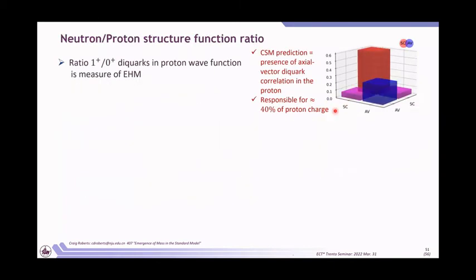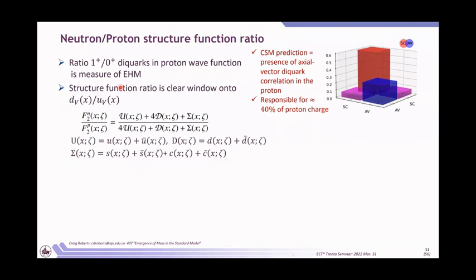And this is taking us back to the ratio of d quarks and u quarks in the proton. I mentioned earlier that there are axial vector diquarks and scalar diquarks in the proton wave function, and that ratio is a measure of emergent hadron mass. What I'm illustrating here is the contribution of scalar diquarks and axial vector diquarks to the proton wave function normalization. The scalar diquark is dominant, but there's a big axial vector term and a strong scalar axial vector interference term, so that finally, the axial vector component of the proton wave function is responsible for 40% of the normalization.